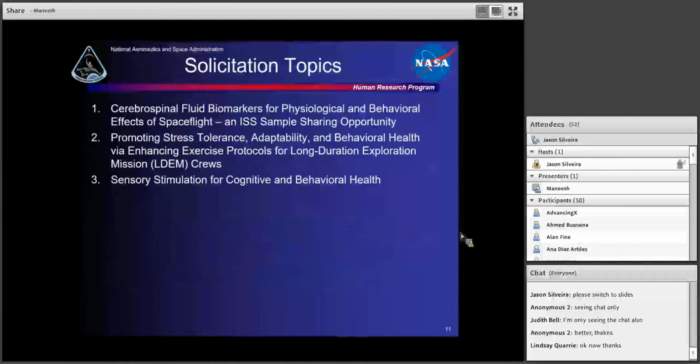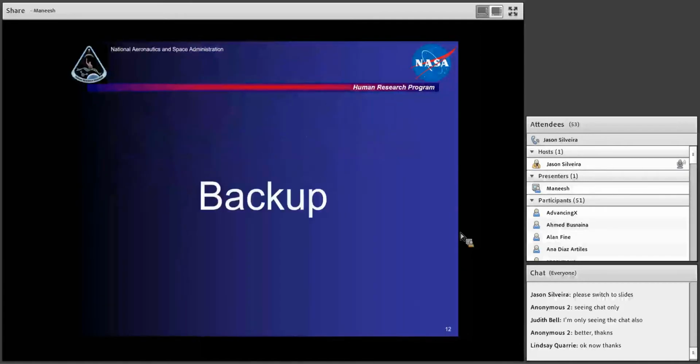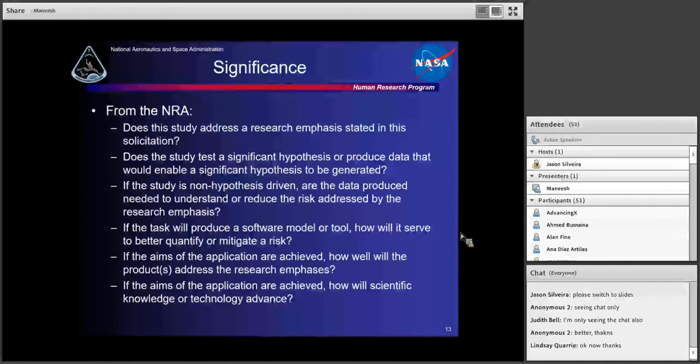So our solicitation topics for this particular solicitation are as follows. We have 3. The first, cerebrospinal fluid biomarkers for physiological and behavioral effects of spaceflight, an ISS sample sharing opportunity. 2, promoting stress tolerance, adaptability, and behavioral health via enhancing exercise protocols for long-duration exploration mission, LDEM crews. And finally, sensory stimulation for cognitive and behavioral health. Next slide.